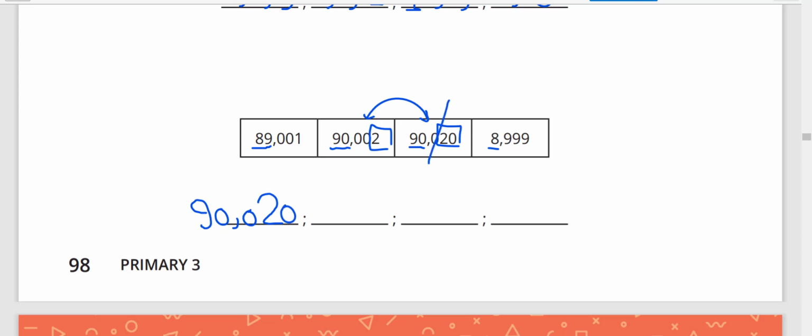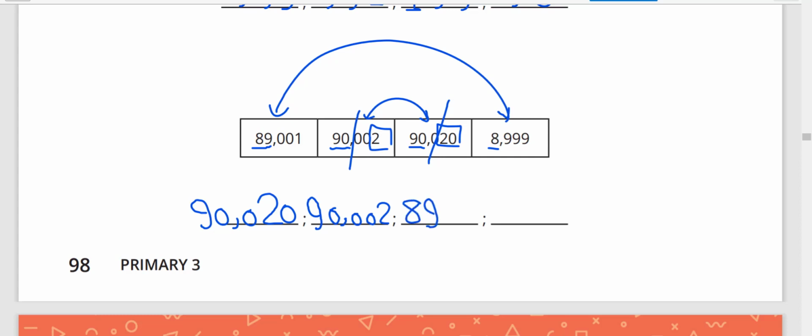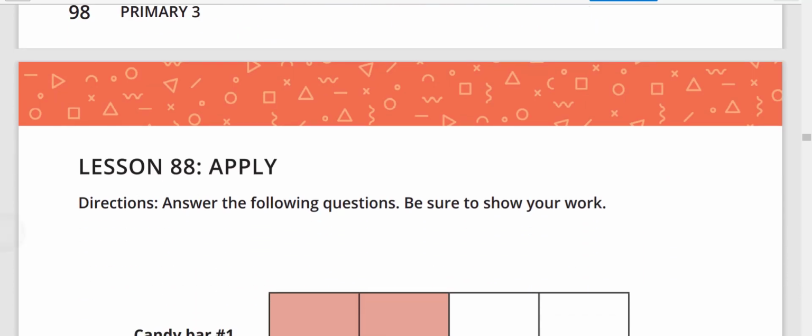Write this number and cancel it, and write 90,002 and cancel it. And compare between two numbers, 89,001 or 8,999. The greatest number is 89,001. Write this number and cancel it. And the last number, 8,999, and cancel it. The next page.